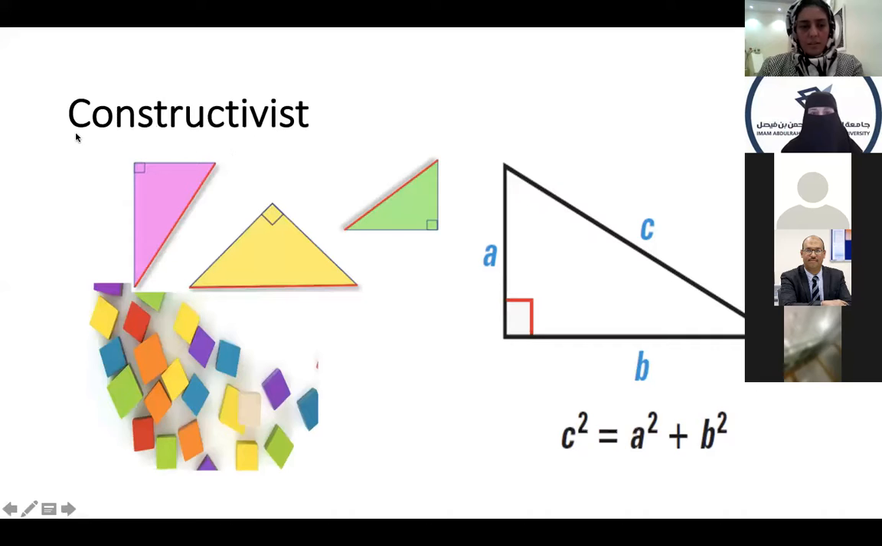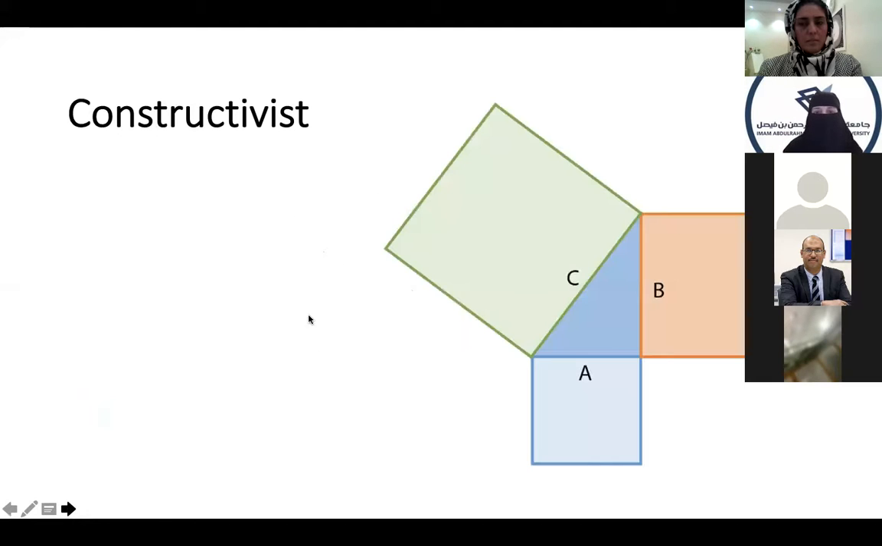But what was interesting is the constructivist group. Now here, they had a lot of these things. What they created, and it was beautifully done by the participants, was different triangles and different sizes of squares. They gave the learners these, and they showed that the area of the square over the hypotenuse was equal to the area of the other two squares. And by this, they discovered.